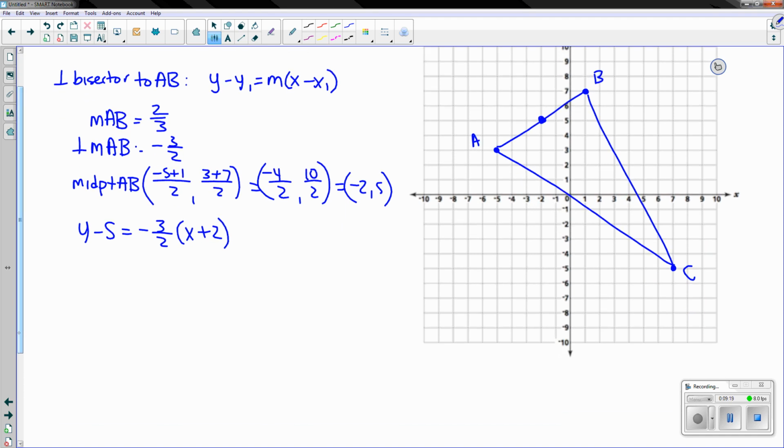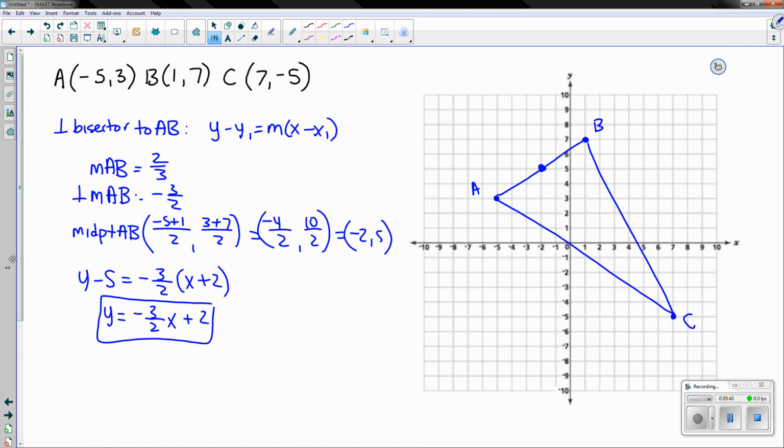Now we mentioned before, we're going to want to write this as y equals ultimately. So we're going to put this in slope-intercept form, -3/2 x. Distribute that -3/2, we're going to get -3, but then we have to add the 5 to solve for y. So we're going to get +2 here in the end. So here's our first equation, and let's write that off to the side. So we're going to get y equals -3/2 x plus 2. So that's our first equation there.